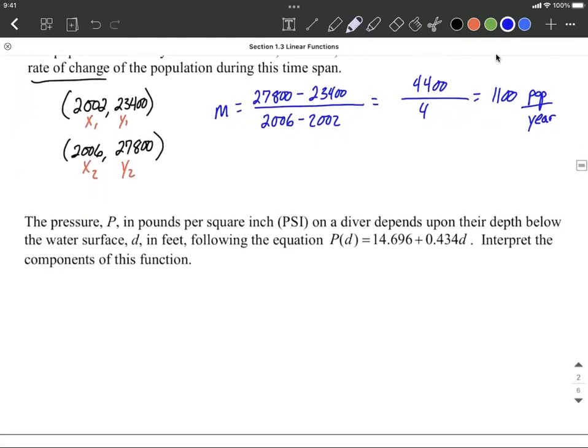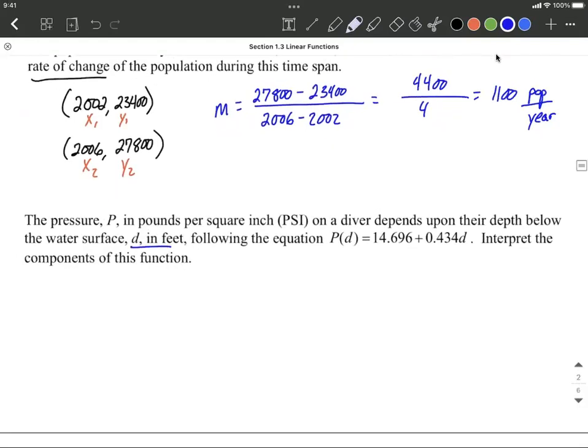The pressure P in pounds per square inch, PSI, on a diver depends on the depth below the surface water, D, in feet. All right, so D is our depth, and P is the pressure. We're given an equation, P of D equals 14.696 plus 0.434 D. We want to interpret these components. So again, we want to go back to y equals mx plus b and try to identify m, the rate of change, and b, the y-intercept, or the initial amount.